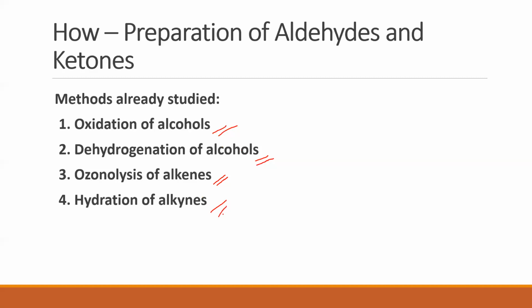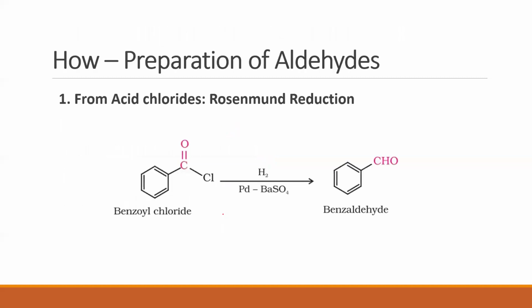Clear? I want you to go back and read these reactions once again. So the four reactions that I want you to go back and revise: oxidation of alcohols, dehydrogenation of alcohols, ozonolysis of alkenes, and hydration of alkynes. Clear? I'll not be going through these reactions again. It's important that you go back home and revise the same. We look at the next set of methods.